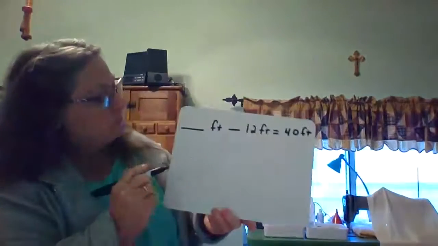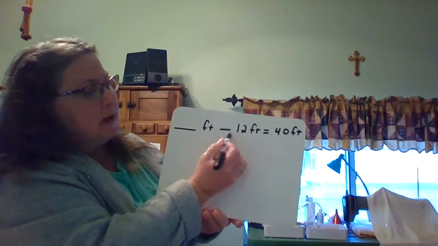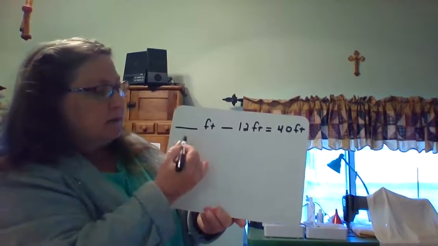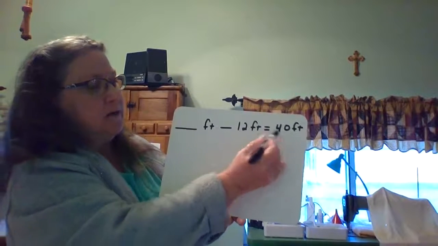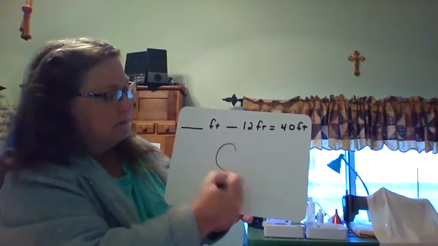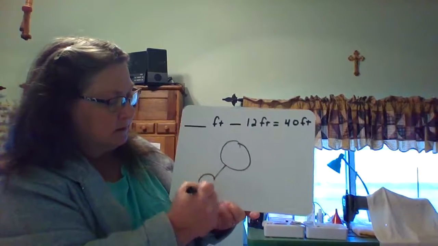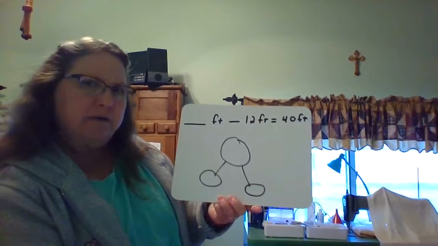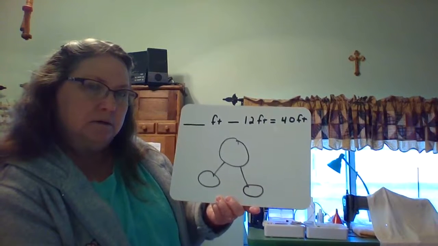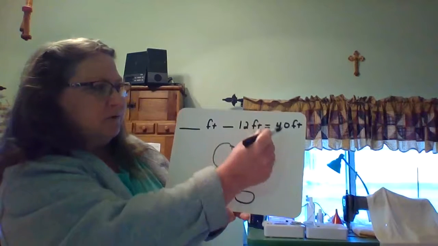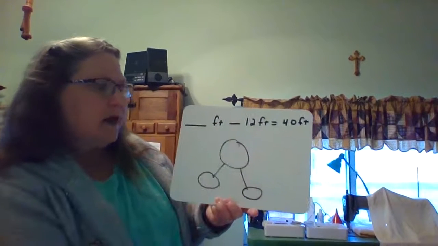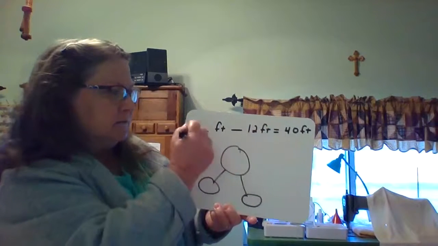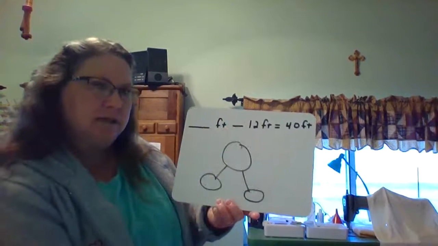This one. Blank feet minus 12 feet equals 40 feet. Got my top. I have my 2 feet right here, my 2 legs. Now I have to figure out where these are going to go. If I subtract that, that's not going to work. Because whatever I get subtracting these two is not going to be big enough to subtract that.